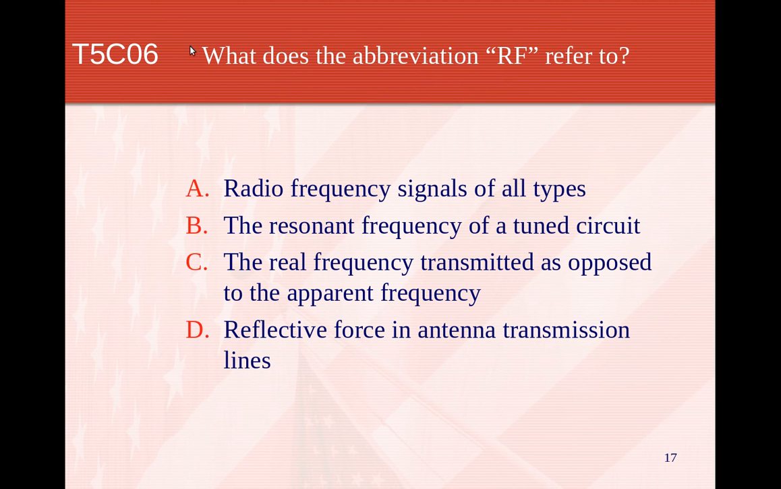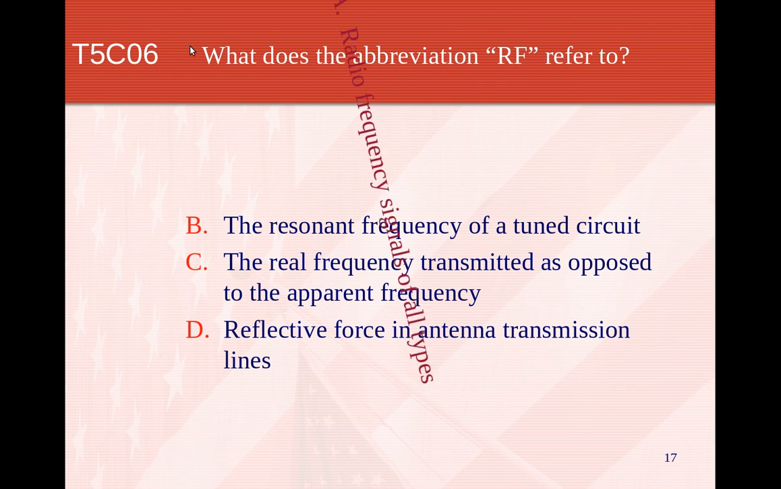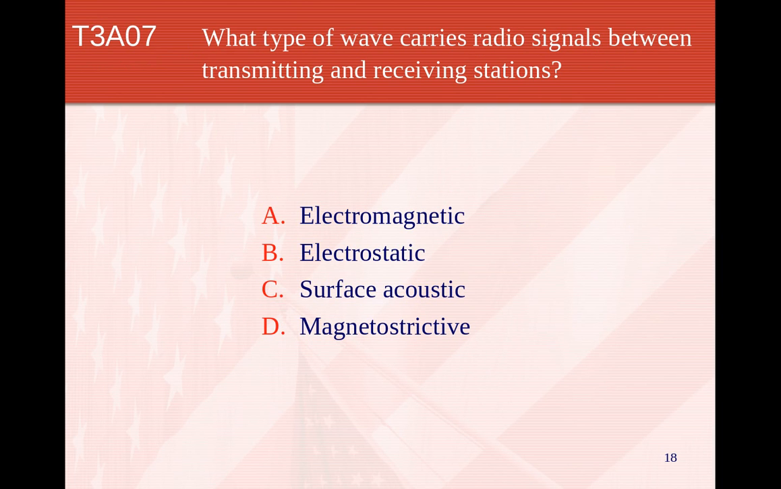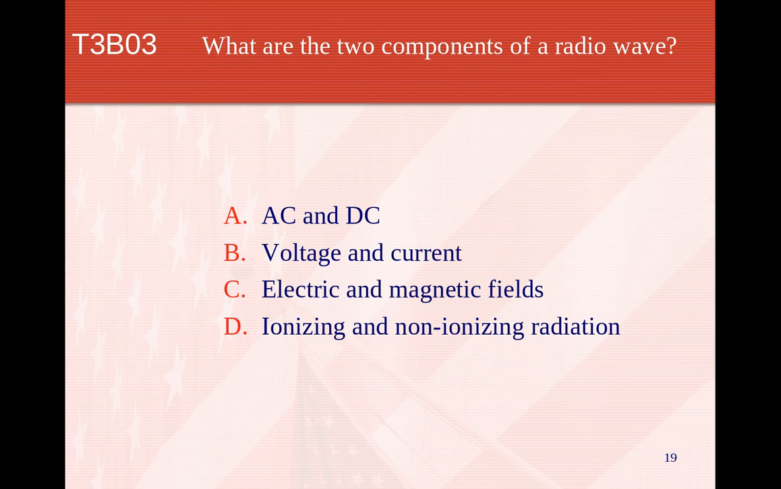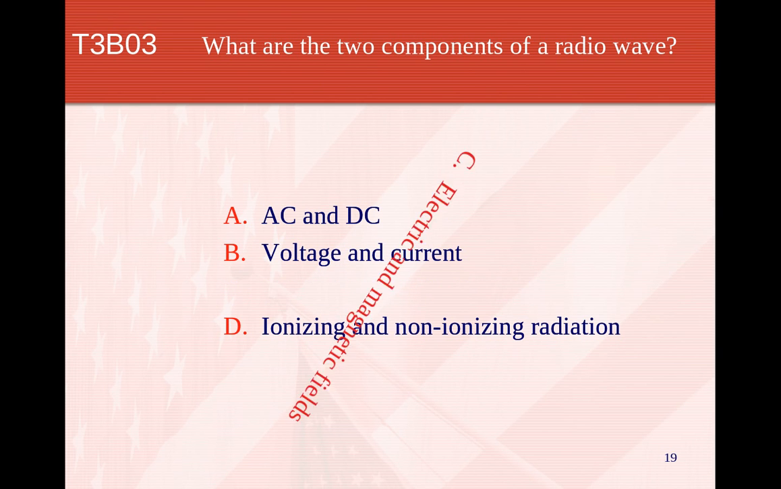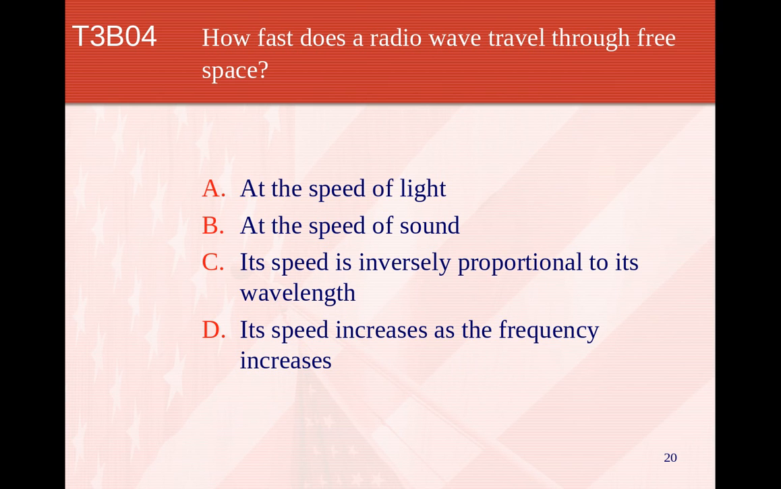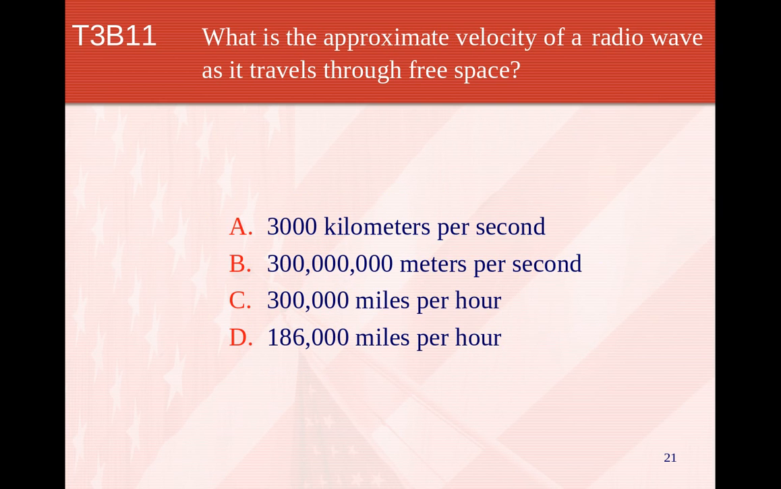What does the abbreviation RF refer to? Radio frequency signals of all type. What type of wave carries radio signals between transmitting and receiving stations? Electromagnetic. What are the two components of a radio wave? Electric and magnetic fields. How fast does a radio wave travel through free space? At the speed of light. What is the approximate velocity of a radio wave as it travels through free space? 300 million meters per second.